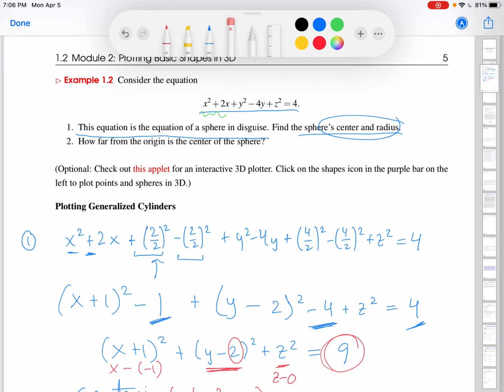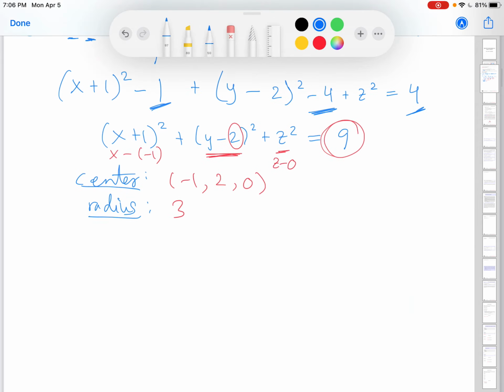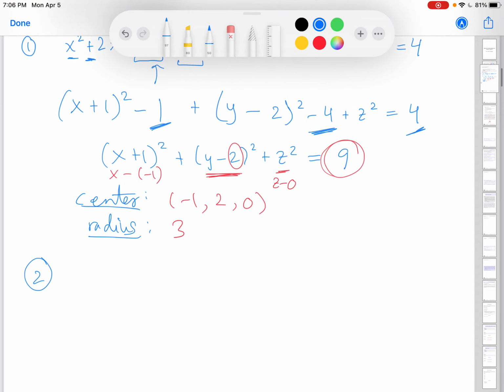So I'm going to go back and see what other things I suggested we work on. And then a question: how far from the origin is the center of the sphere? Okay, so the center of the sphere, how far is that from the origin? Great, so let's talk first about the center. We just found that the center of the sphere is minus 1, 2, 0. And the origin is the point 0, 0, 0.